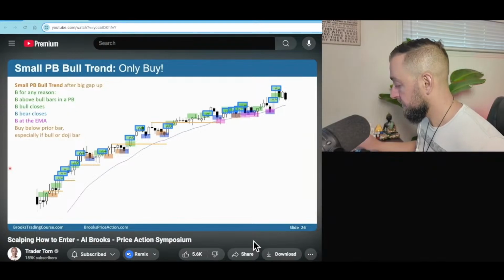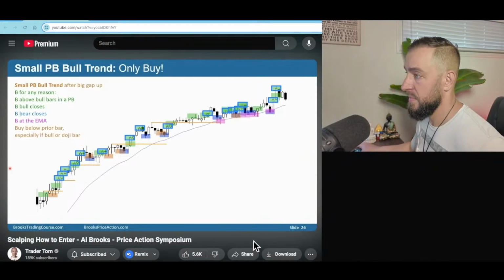You can buy below the low of the prior bar, especially if it's a bull bar or a doji bar. A bull bar here, you place a limit order to buy at its low. A doji bar here, not a strong sell signal bar, you place a limit order to buy at its low, and you can buy more lower.